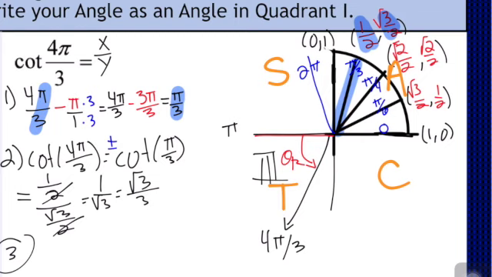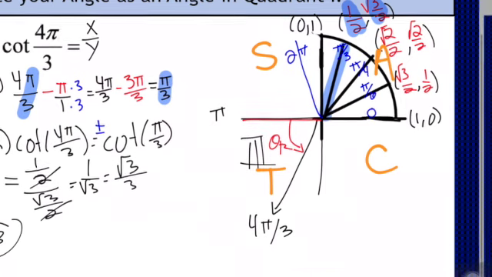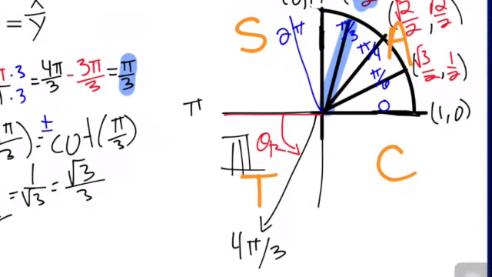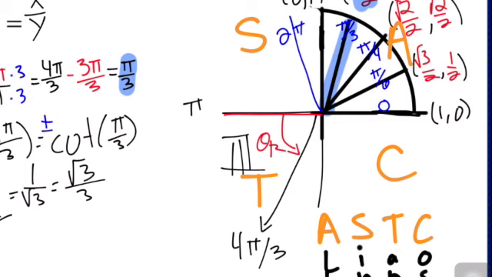So we end up with this little acronym. It's ASTC. So the acronym that we use to memorize this is: all students take calculus, right? And this stands for A, all are positive. S is for sine is positive. T stands for tangent is positive, and then C stands for cosine is positive.